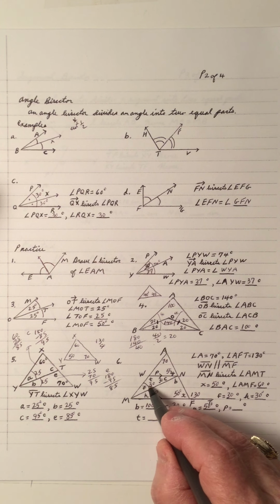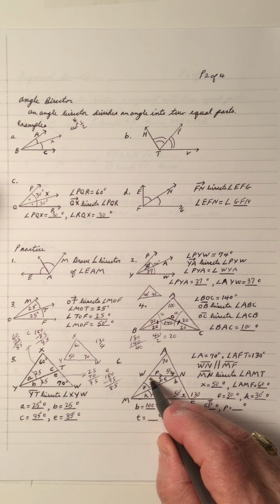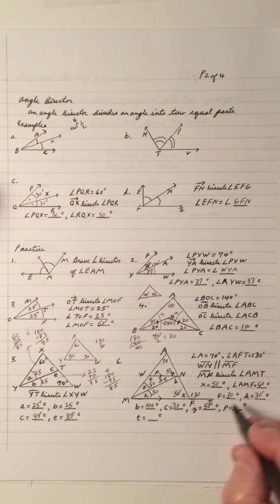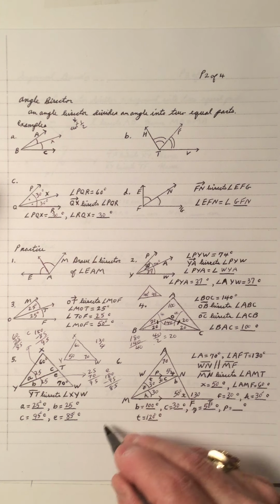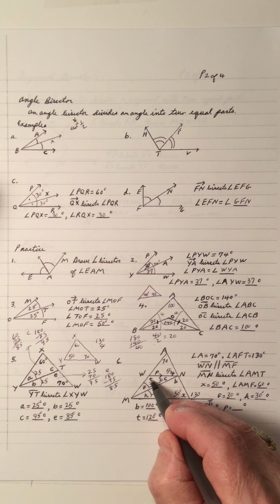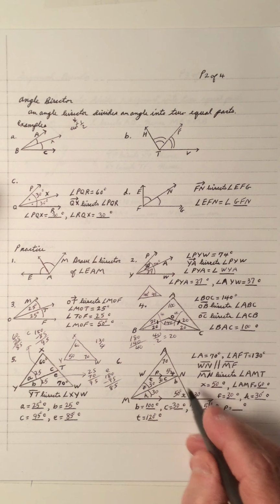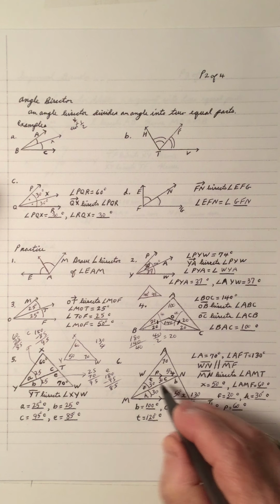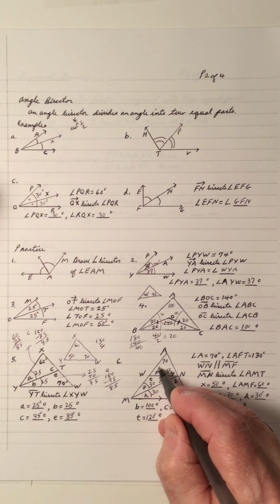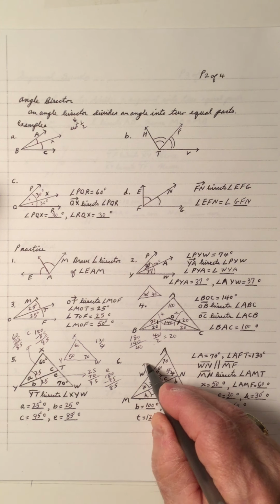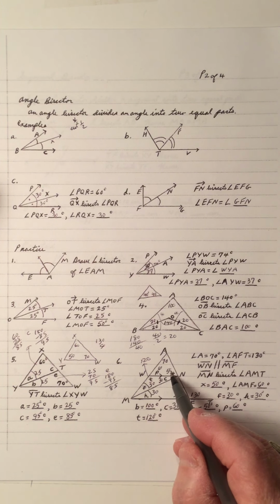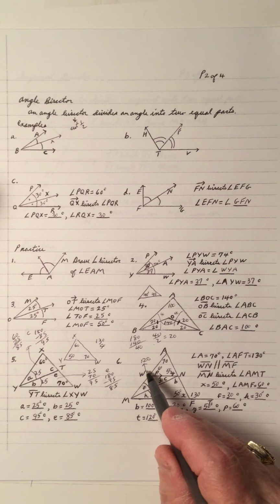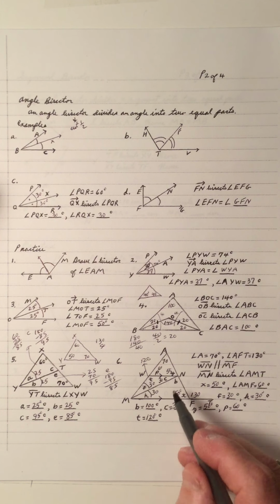Now I have these two angles are 60. So T is 120 because they add up to 180 in the triangle. And if that's 120, then P is 60 because it's 180. So that's 60 and T is 120. And 70, 60, and 50, 180. 120, 30, and 30, 180.